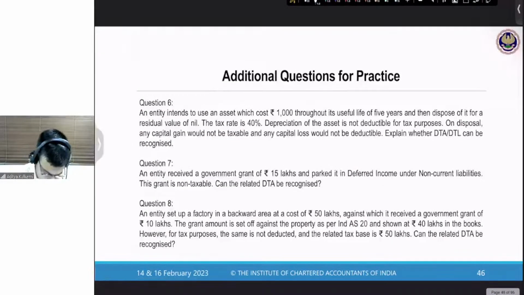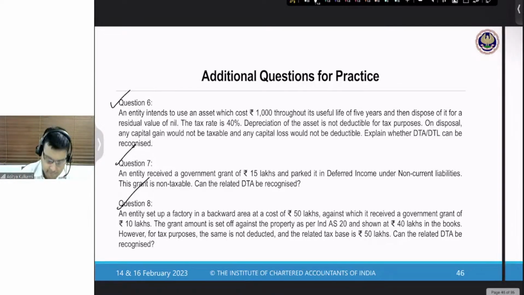Okay. So we have done these three questions. There is no tax impact. Because of this asset or liability, you are not having any tax impact. So therefore, no deferred tax implications.